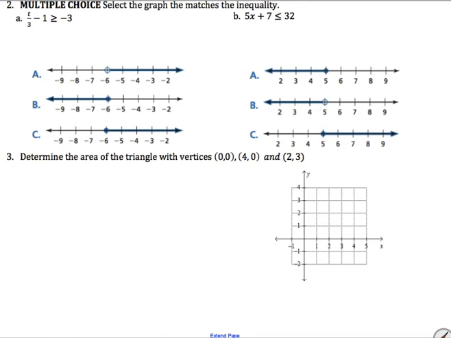Number 2, you've got a couple of multiple choice problems, which graphs match up to the inequalities. Number 3, review. You're going to draw a triangle. You've got to plot 3 points there, and then you've got to find its area. Remember, area of a triangle is 1/2 base times height. So whatever your triangle ends up looking like, the base and the height should be able to be quickly determined from the graph.